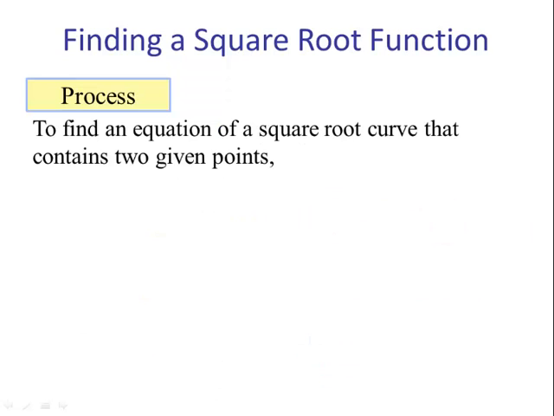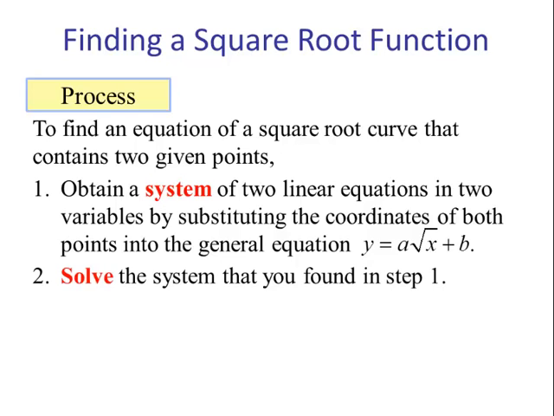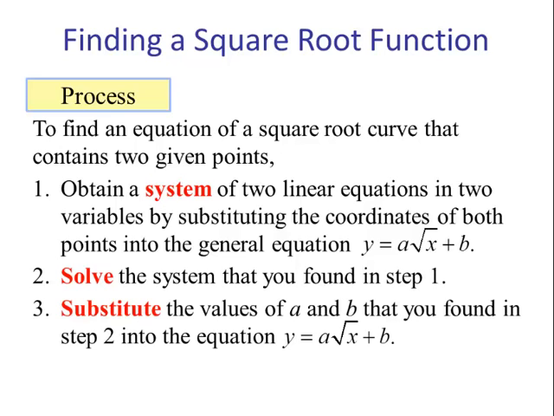Process: to find an equation of a square root curve that contains two given points. Number 1, we obtain a system of two linear equations and two variables by substituting the coordinates of both points into the general equation y equals a times the square root of x plus b. Number 2, we solve the system we found in step 1. Number 3, we substitute the values of a and b that we found in step 2 into the equation y equals a times square root of x plus b.